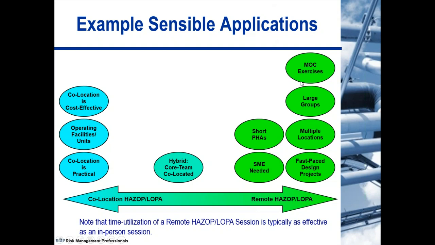There are occasions where co-location is better. It may be cost-effective in a lot of cases. Sometimes you need face-to-face contact. It also depends on who's on the team to really tell you if you can do remote PHAs practically. Operating facilities and units, or cases where it's practical, are good reasons to do a co-located PHA.